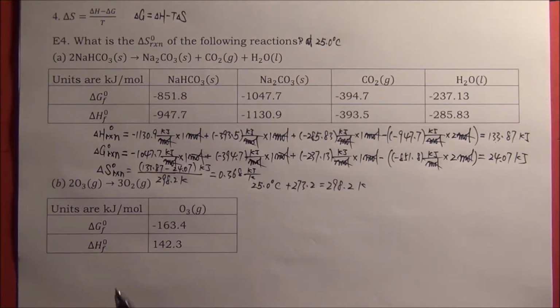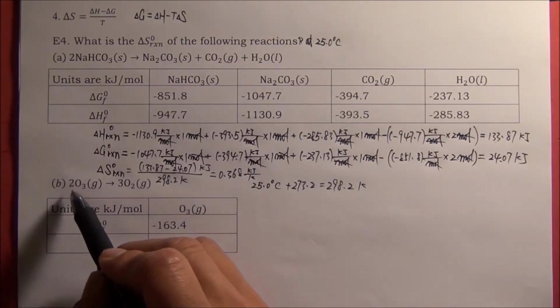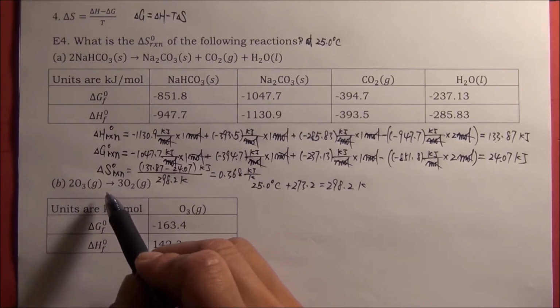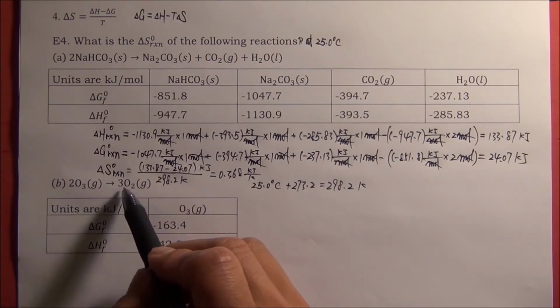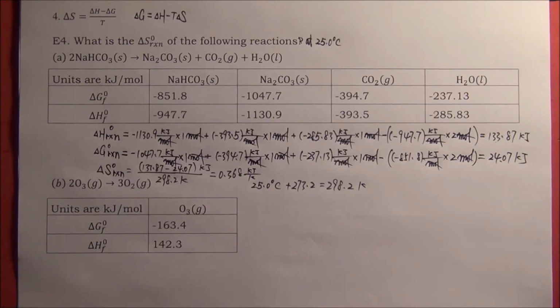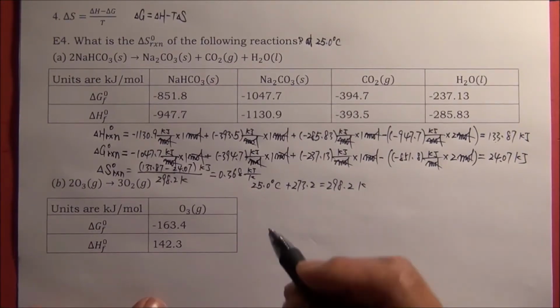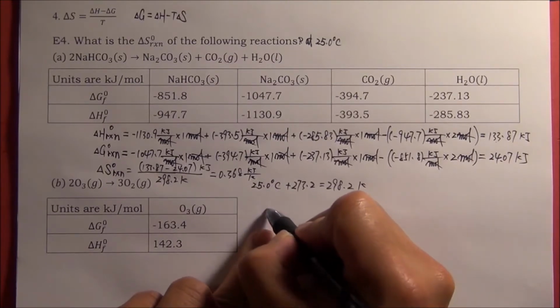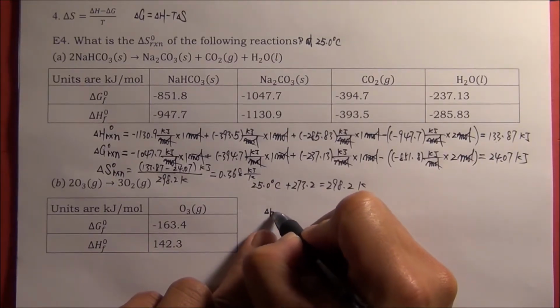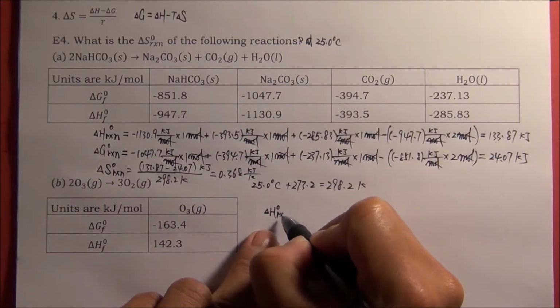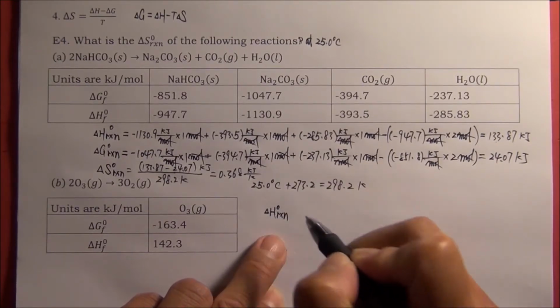Let's look at the second example. We have 2 moles of ozone. We'll convert to 3 moles of oxygen gas. We will use exactly the same method. We will calculate the standard enthalpy of reaction.